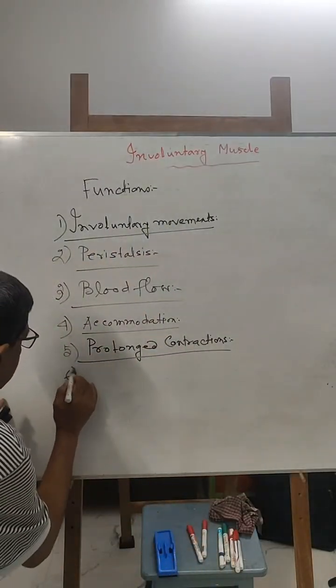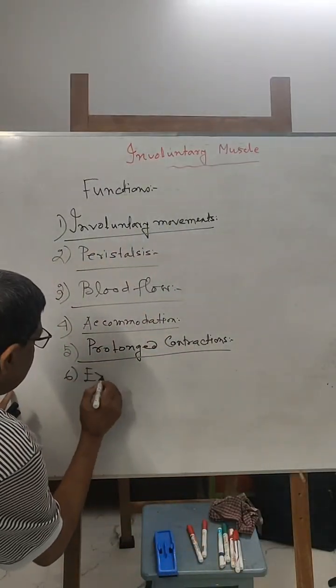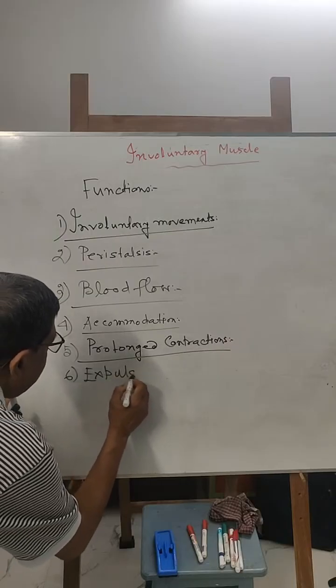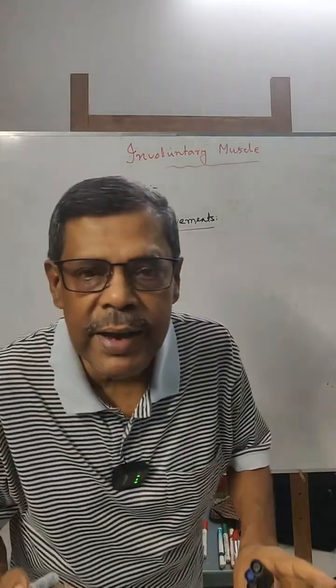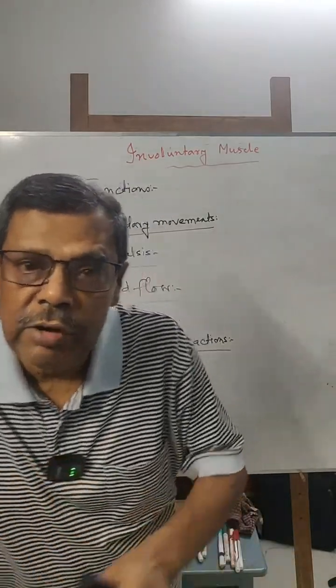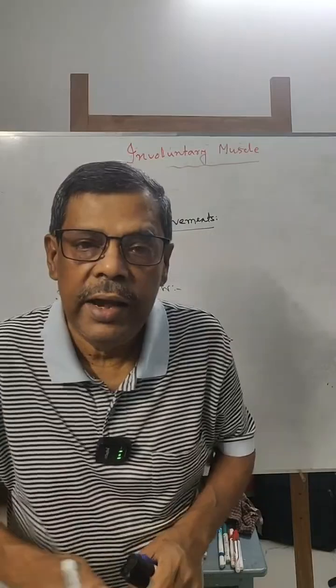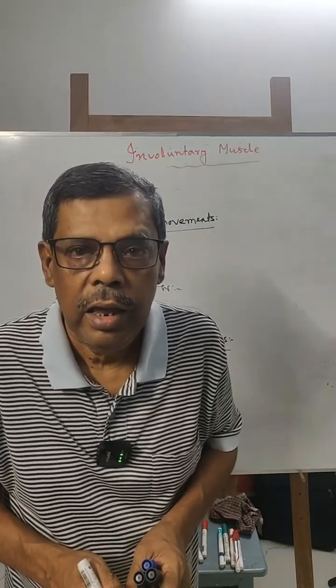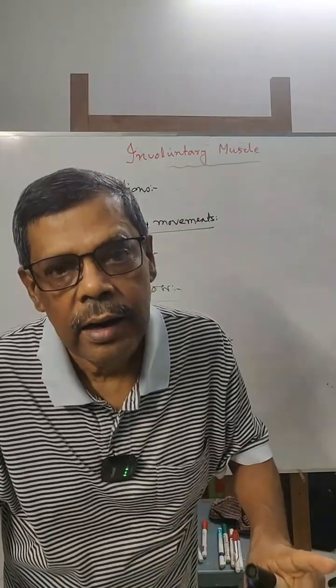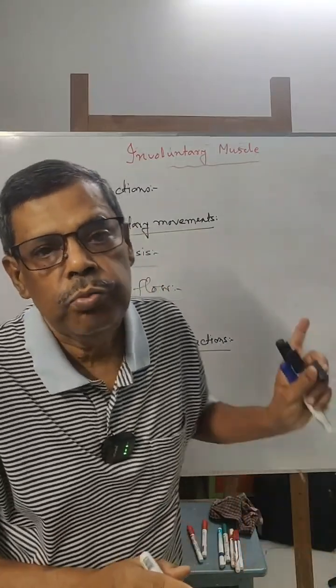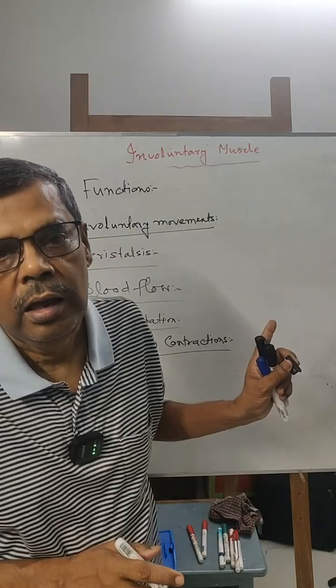Number 6, expulsion. Expulsion of fecal matter and urine is performed by the action of this smooth muscle. These are the functions of involuntary muscle.